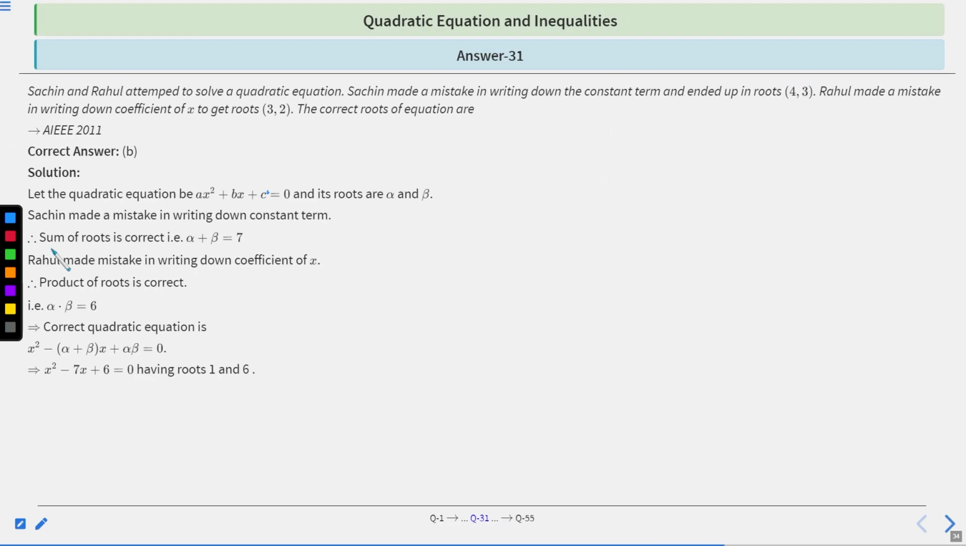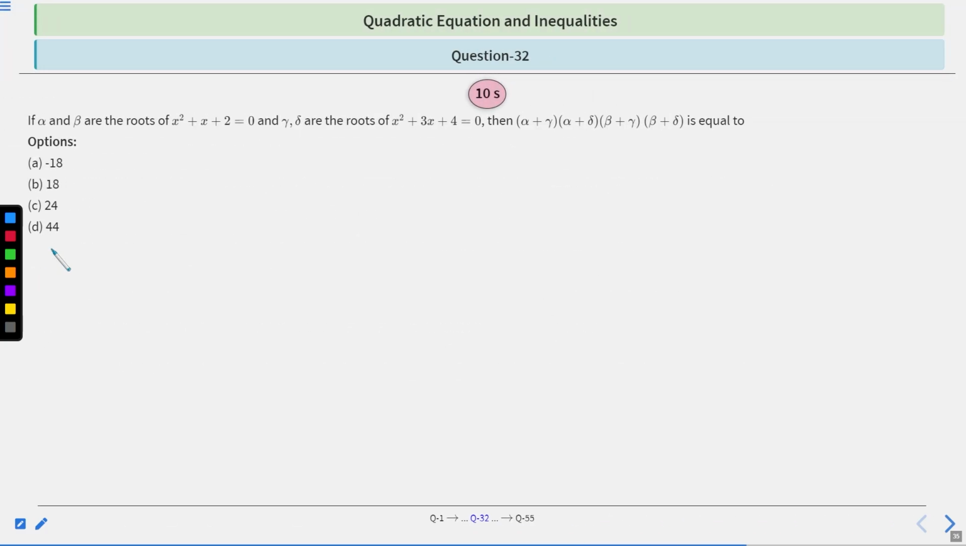Now let's move to the next question, question number 32. If alpha and beta are the roots of x square plus x plus 2 equal to 0 and gamma and delta are roots of x square plus 3x plus 4 equal to 0, then we have to calculate the value of this. So we move to the solution part after 10 seconds.